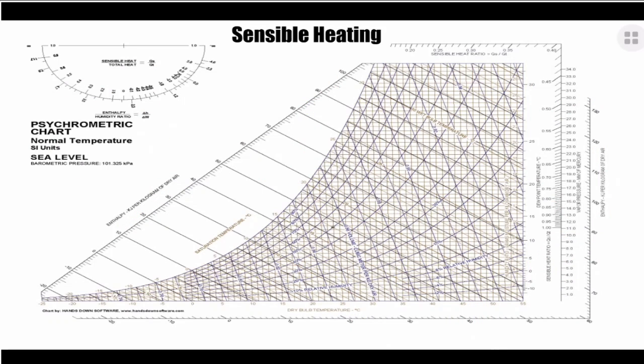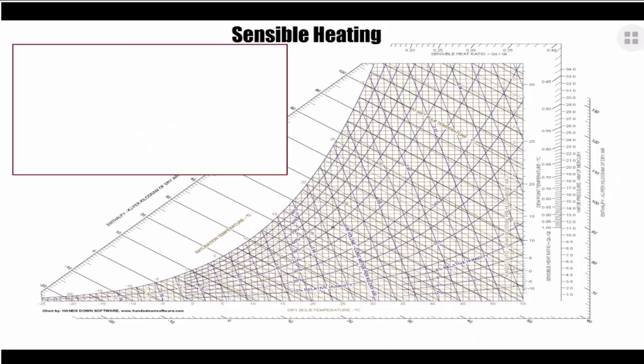And now we proceed to the sensible heating. Sensible heating process is the opposite of the sensible cooling process. In sensible heating process, the temperature of air is increased without changing its moisture. During this process, the sensible heat, the dry bulb temperature, and the wet bulb temperature of the air increase, while the latent heat of air and the dew point temperature of the air remain constant.